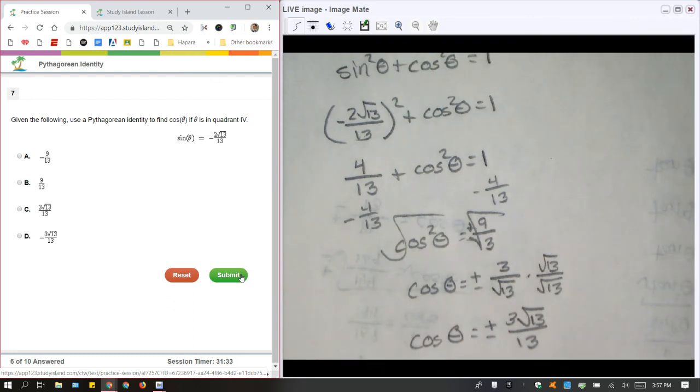And then I check my quadrant 4. In quadrant 4, my cosine is what? Remember, cosine follows the same rules as the x value. So in quadrant 4, cosine is positive. So we've got 3 root 13 over 13.